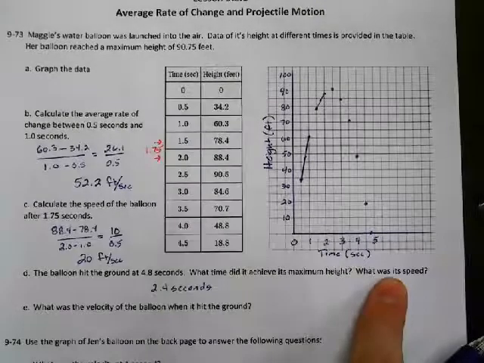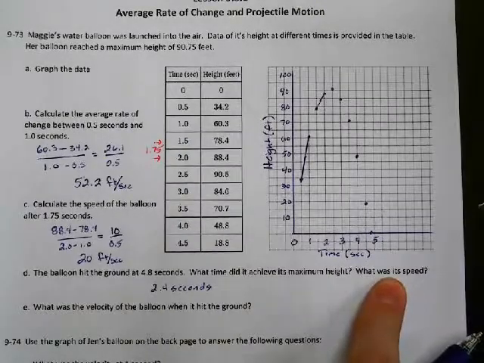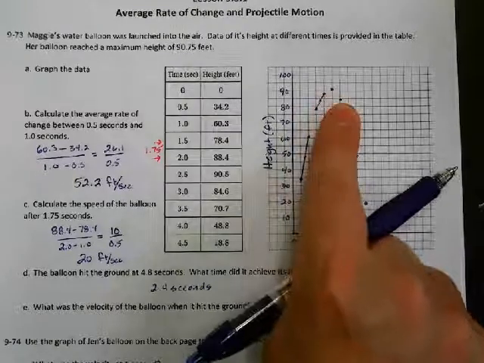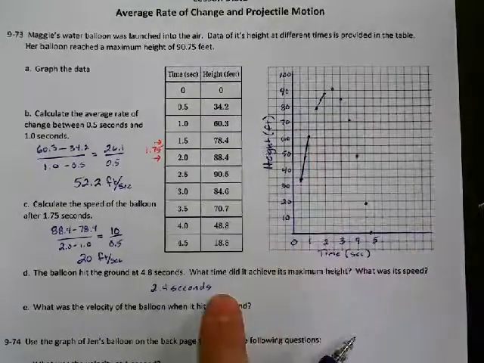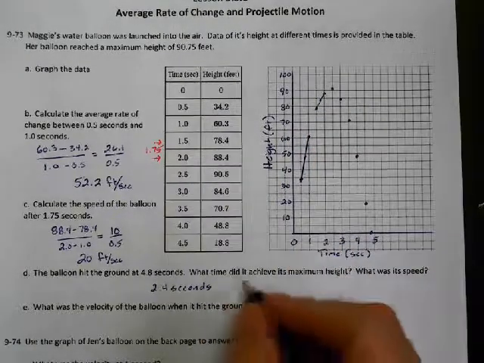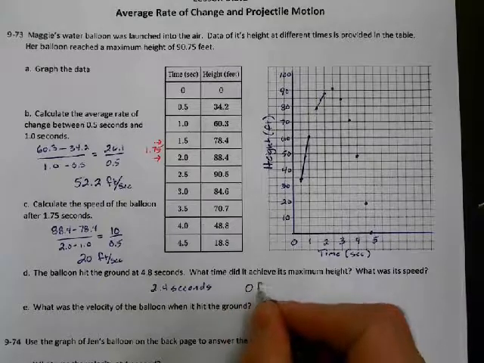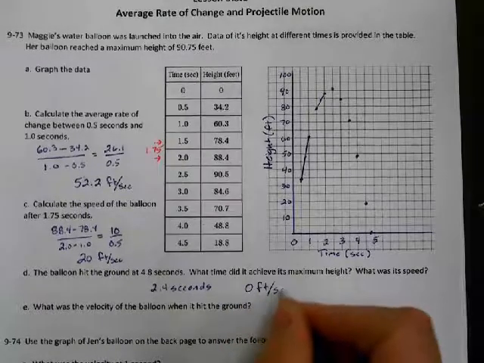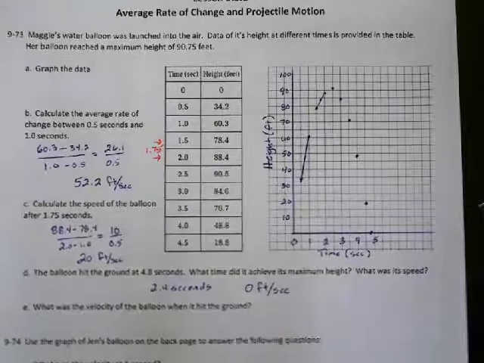What was its speed at 2.4 seconds? Well, that's when it's changing directions. So its speed at 2.4 seconds should have been 0 feet per second. It wasn't going any speed at all at that point.